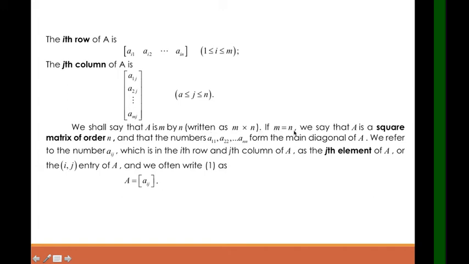If m is equal to n, we say that A is a square matrix of order n. Tama naman, di ba? Pag ang m tsaka n ay equal, so they are square. And the numbers A sub 11, A sub 22, ellipses up to A sub nn form the main diagonal of A.